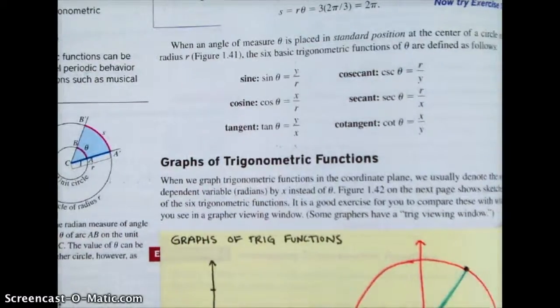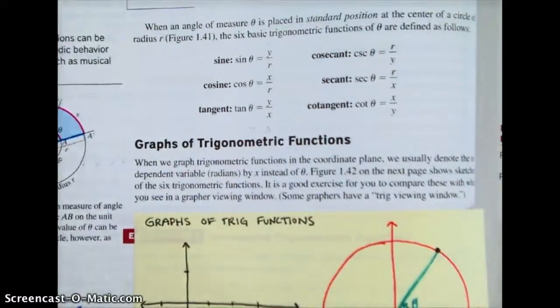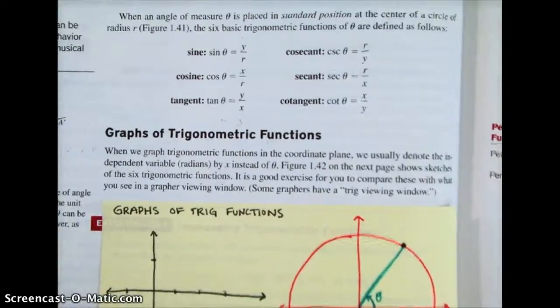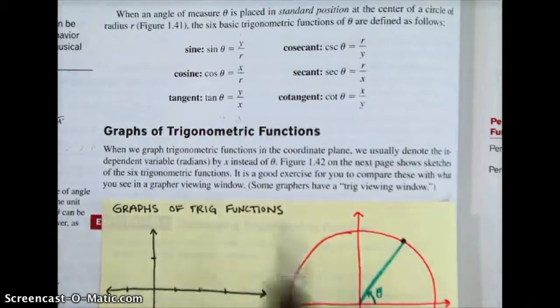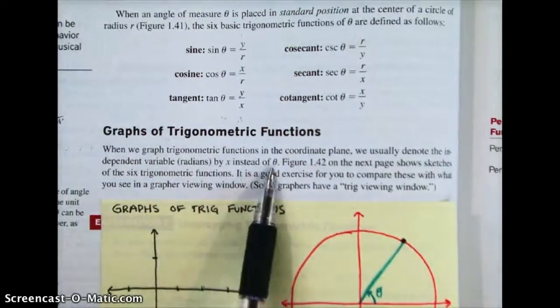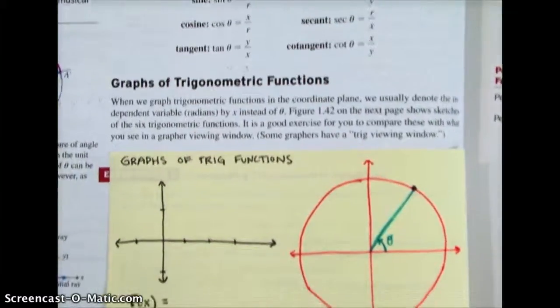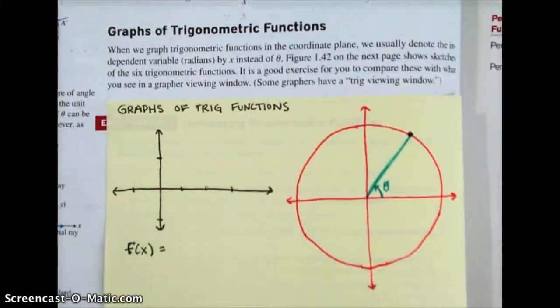When we graph trig functions in the coordinate plane, we usually denote the independent variable in radians by x instead of theta, but the input really is an angle measurement. It's a good exercise to compare the graphs on the next page with what you get in a grapher, but before we look at those shapes, I would like to make sure that you understand really where they come from.